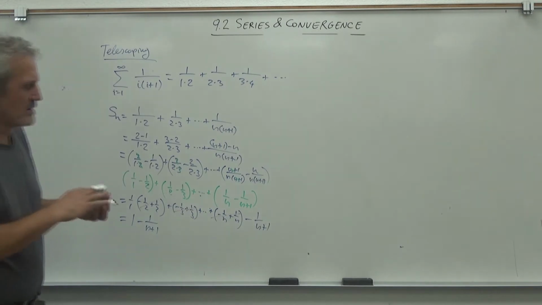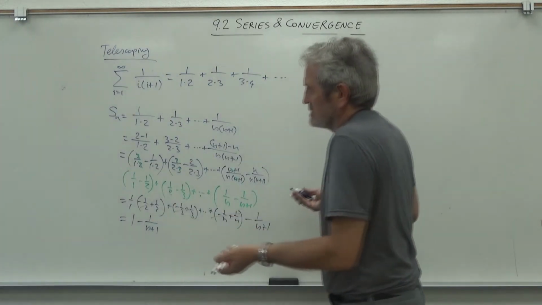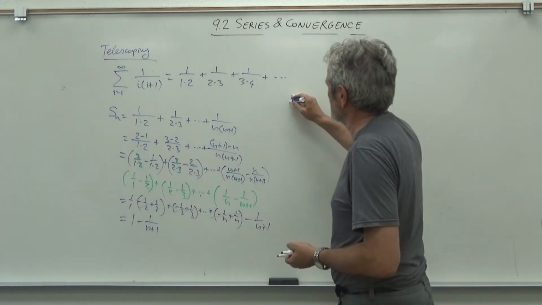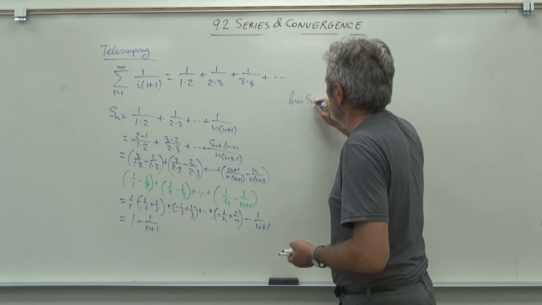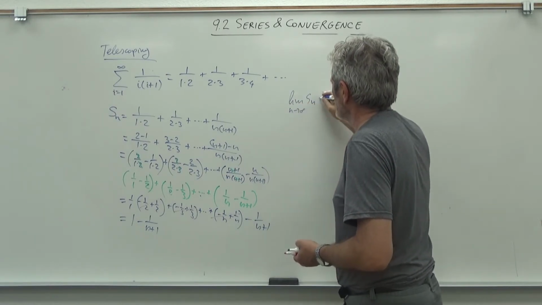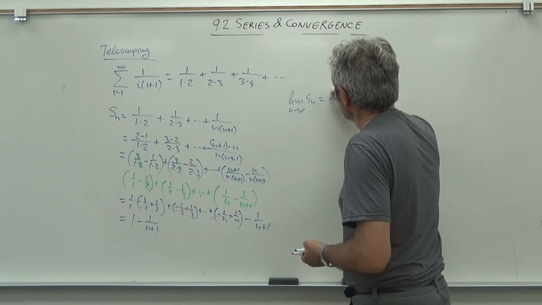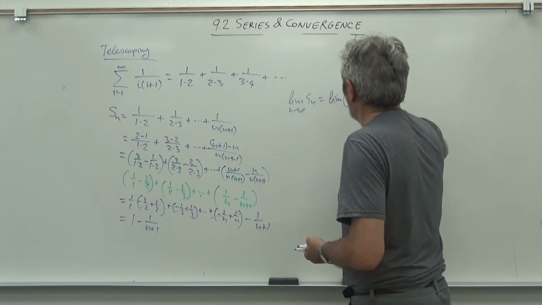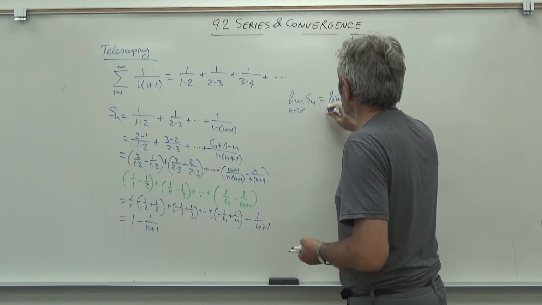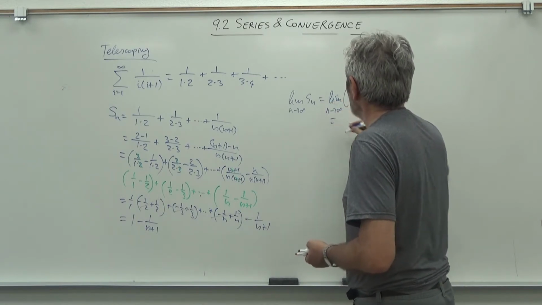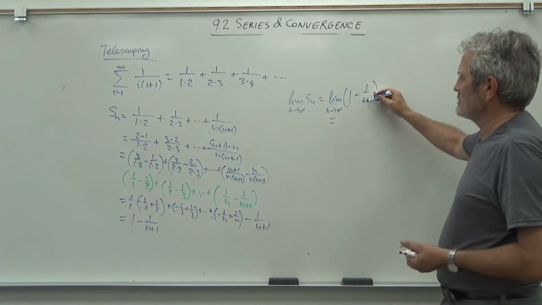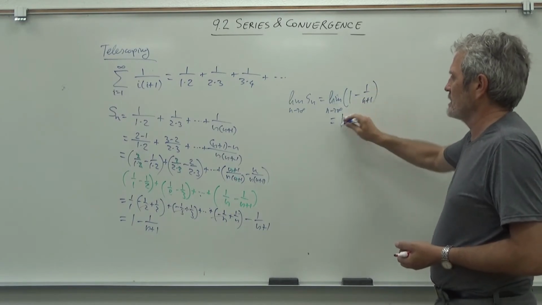So why is this so good? Because then it's easy to see if this converges, because then I have a limit of Sn when n goes to infinity, which is the limit of 1 minus 1 over n plus 1 when n goes to infinity. 1 over a huge number approaches 0, 1 minus 0 is 1.